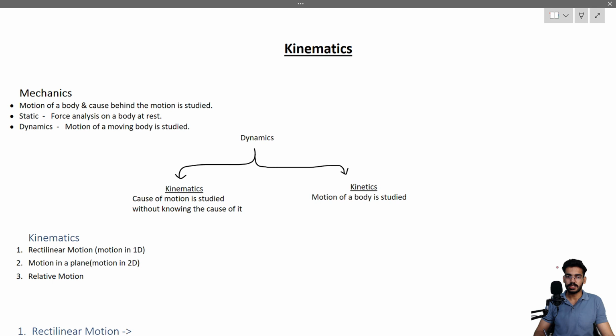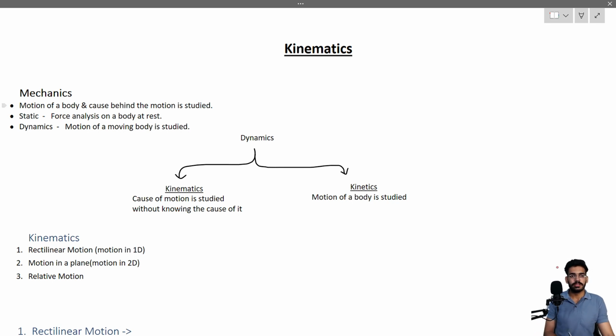In JEE Main they can give questions directly from kinematics, but not that frequently because this is the very first chapter of physics, right? And as we go ahead, the weightage of the chapters will increase. So now let's start.